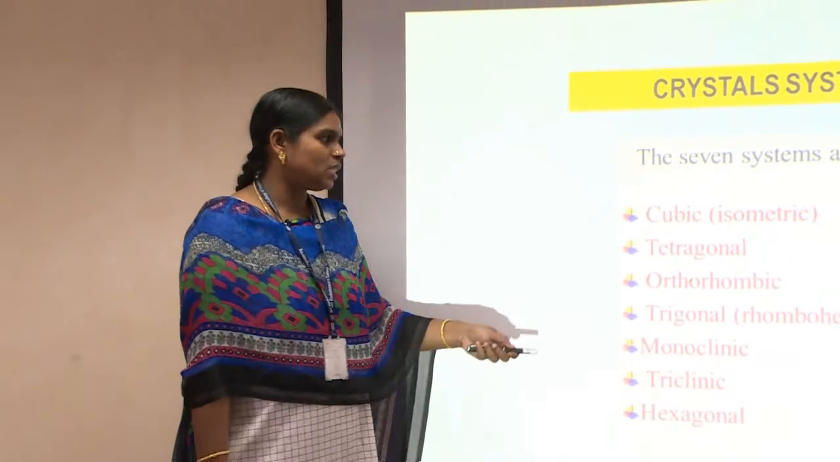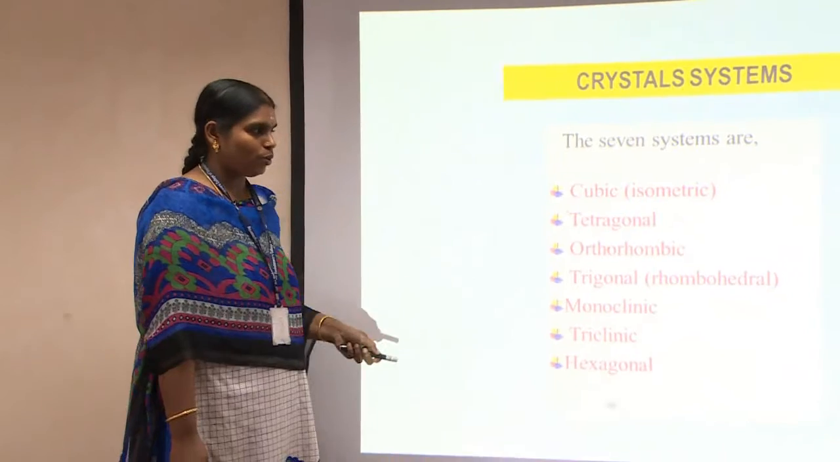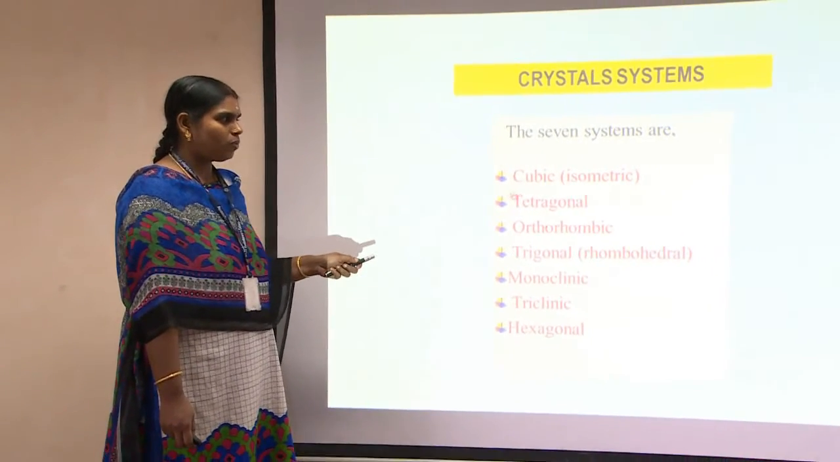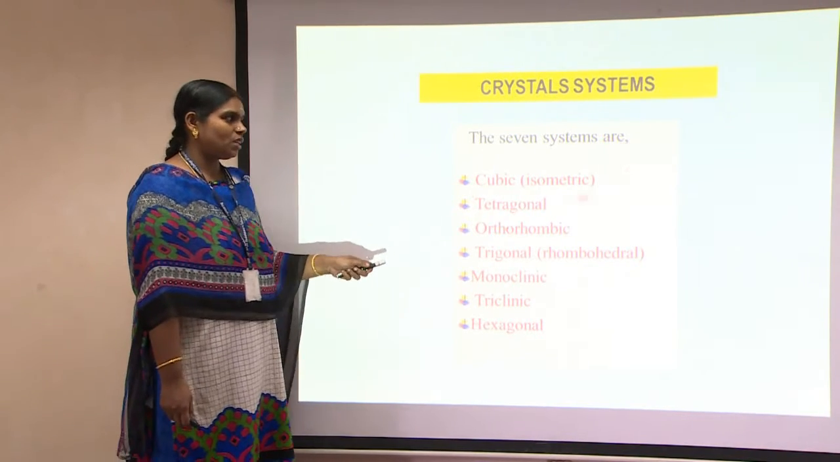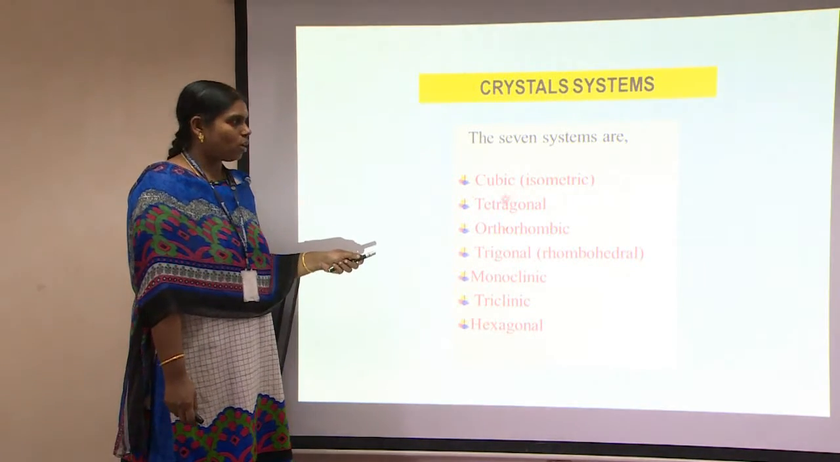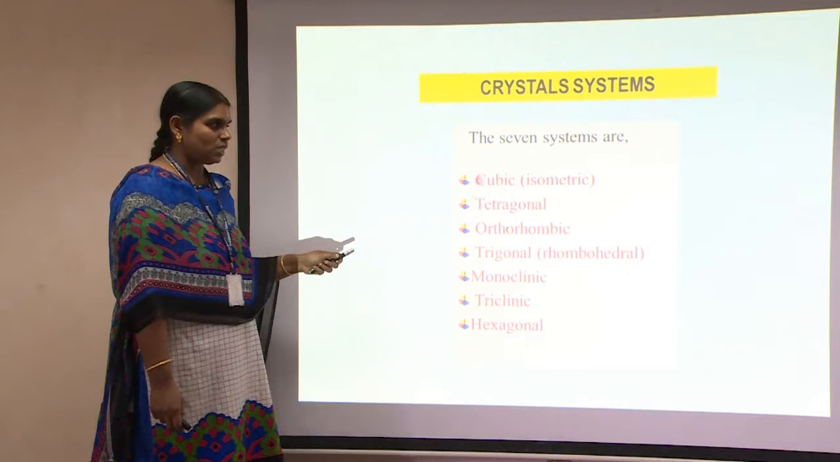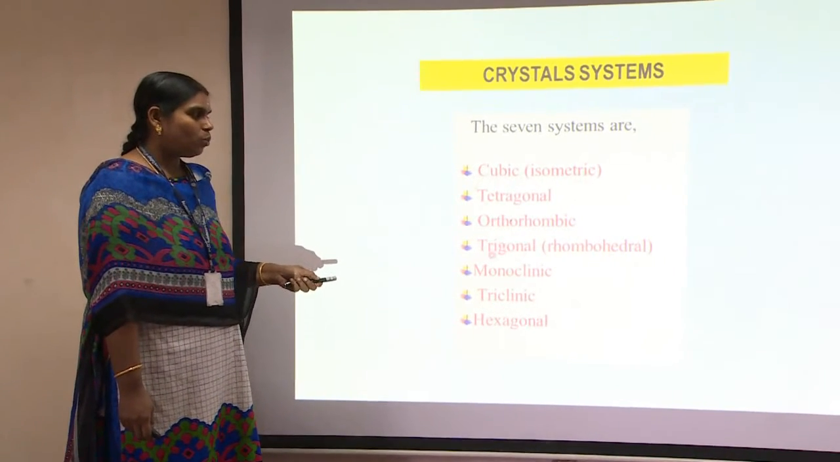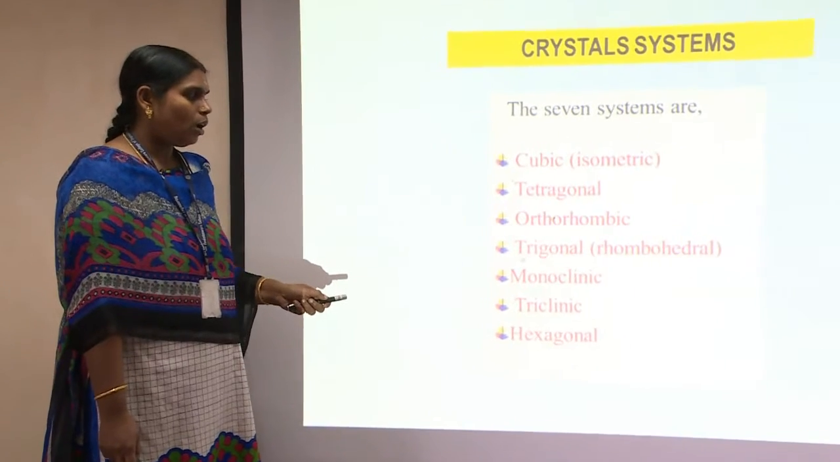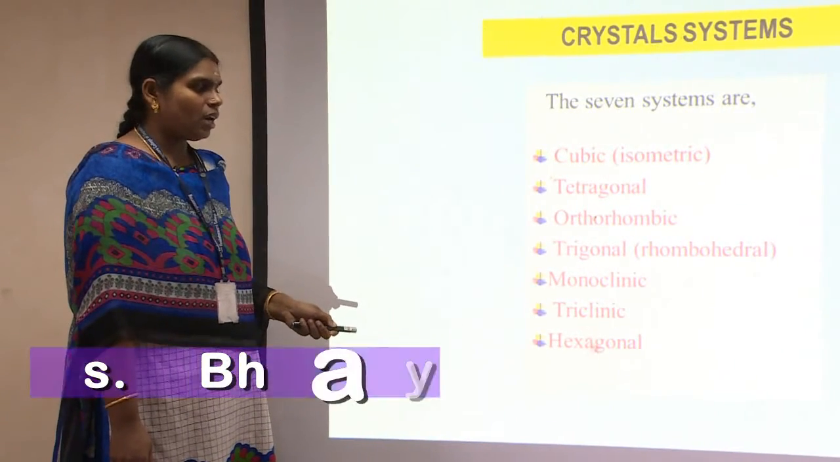Now, there are 7 crystal systems in the whole of this universe. When you are going for any of the shapes that come under these 7 crystal systems, the first and the basic is cubic, which is also called an isometric crystal system. Then tetragonal, orthorhombic, trigonal, which is also called rhombohedral, monoclinic, triclinic and hexagonal.